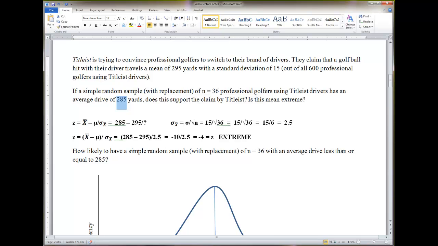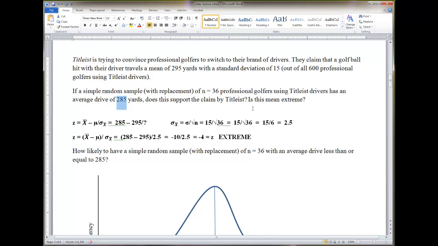So maybe we just randomly sampled professional golfers with less power in their drives. The sample mean could be slightly lower than 295 and still support the claim, but we need to see if this sample mean is substantially lower than what we'd expect to see just due to chance, or in other words, based on the standard error. So let's go ahead and see that. You see all the calculations here, but I'll walk you through it.